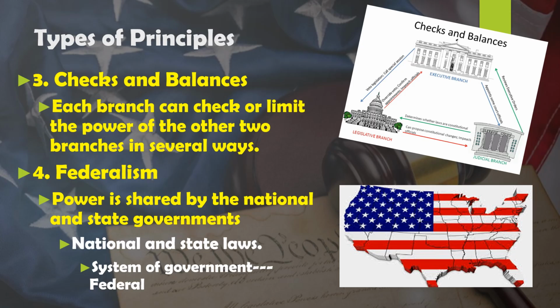Then you have federalism. We know it as the federal system, because we talked about that within systems of government. But the idea of federalism is that power is shared between the national and state governments. The national government has its own power, but the state governments also have their own power, and they share power with each other. Once again, under the Constitution, though, under the Supremacy Clause, federal law, national law, trumps state law in any situation.